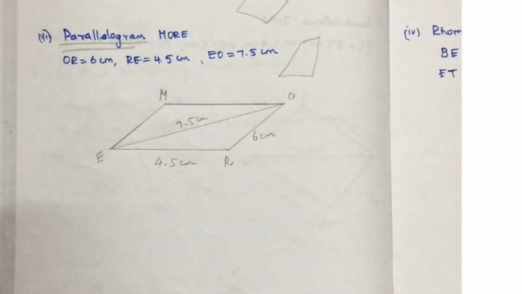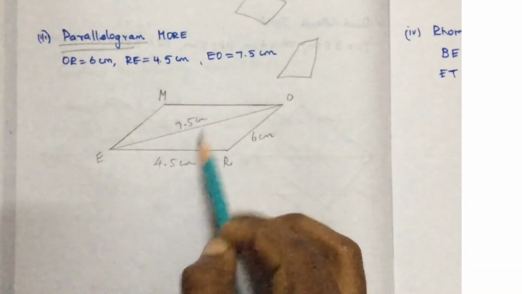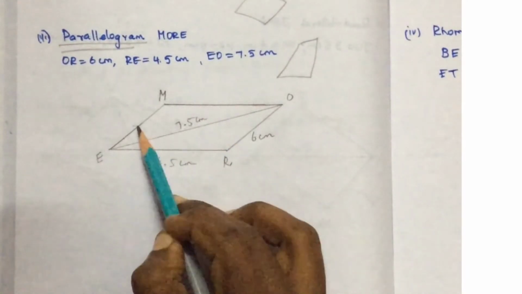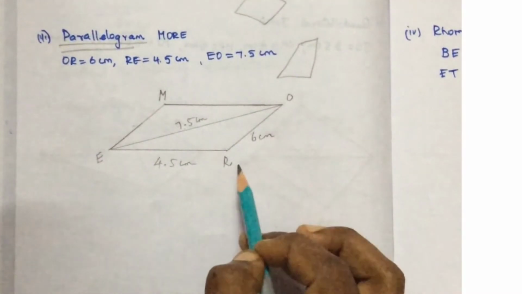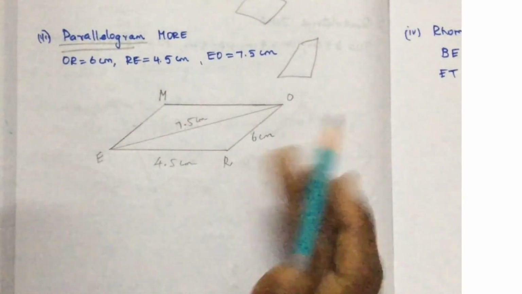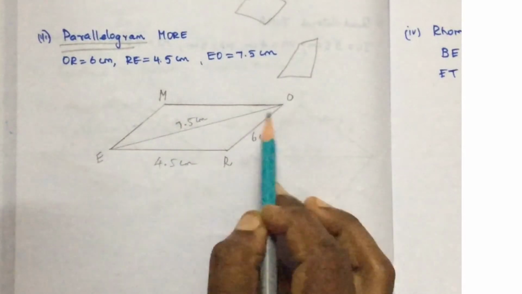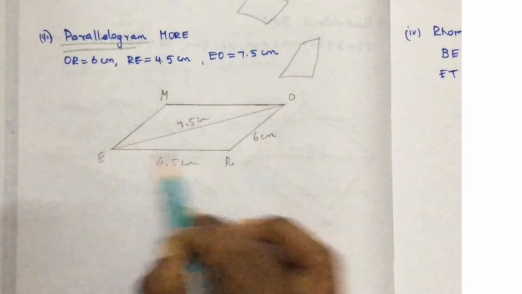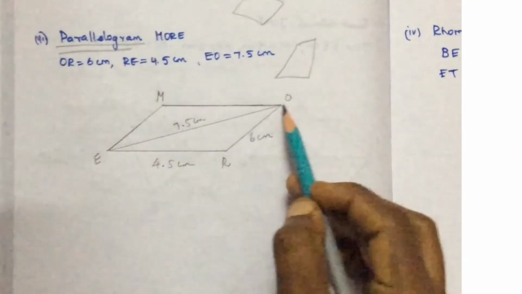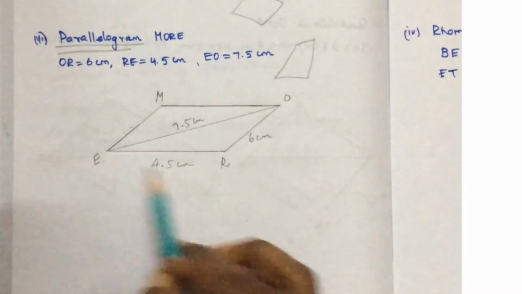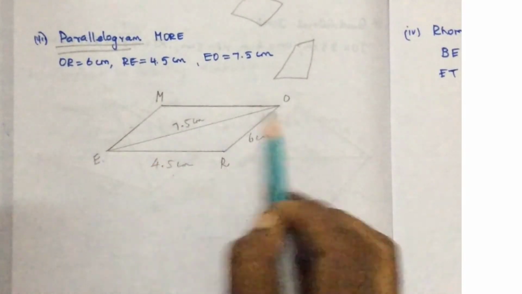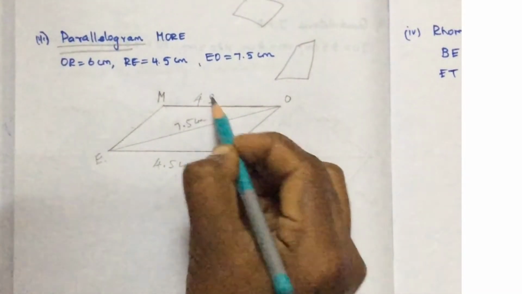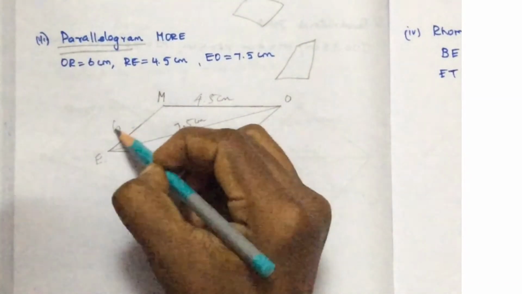Even if it is a rough sketch, we have to see that the opposite sides are parallel, this side and this side should be parallel, and this side and this side should be parallel. This side should be of equal length and this side should be of equal length. It need not be 6 cm as mentioned, but you should make sure that these two sides are parallel and of equal length. Now this MORE is a parallelogram with OR 6 cm, RE 4.5 cm, and EO 7.5 cm.